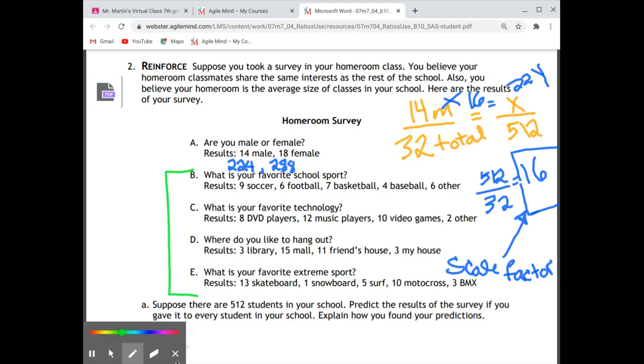And if you have a question, you're more than welcome to chat it in the chat box, or you can raise your hand and I will help you any way that I can, all right? So I'm going to put 8 minutes on the board and I want you to do that now. Remember, we're working on questions B through E, and you're trying to determine or predict the amount in the entire school for each one of these. So go ahead and start on that now.